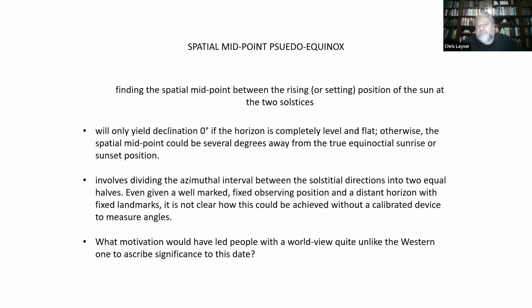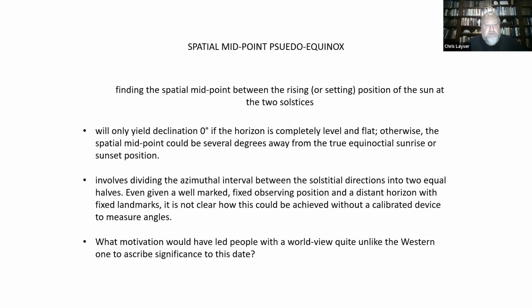So the argument here is that ancient people knew where the winter solstice rose on the horizon. They knew where the summer solstice rose on the horizon. And architectural alignments are claimed to point to the midpoint between those two points. So first of all, we're dealing with declination. And declination is calculated, like we talked about before, from the polar azimuth, your latitude, and your horizon altitude. So this only comes out to 0 if your horizon altitude is completely flat, level, like it would be at sea. Otherwise, you're going to be several degrees away from that.